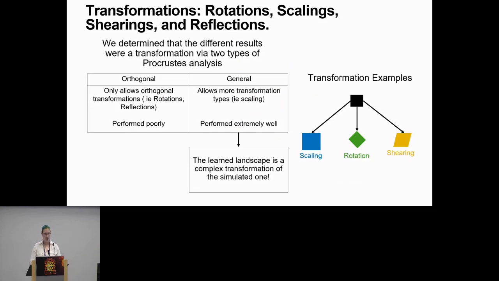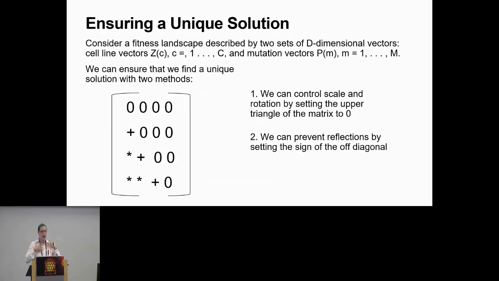So how can we ensure a unique solution? Well, we can do this if we consider a fitness landscape described by two sets of d-dimensional vectors. So we have our cell line vectors that are joined into a matrix, and we have our mutation vectors, our mutation effects. We can ensure we find a unique solution using two methods. Both of these methods are applied to the P matrix. In the work that we've done, there isn't a reason it couldn't be applied to Z instead.